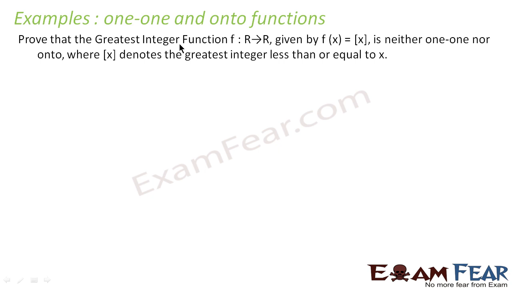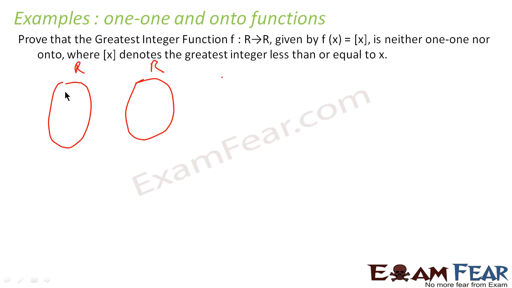We have to prove that the greatest integer function from R to R given by f(x) is equal to [x], the greatest integer, is neither one-one nor onto, where [x] denotes the greatest integer less than or equal to x. So we have to prove that the greatest integer function from R to R, domain is R and codomain is also R, is neither one-one nor onto. So what we have to do is, we draw two circles, we have from R to R.